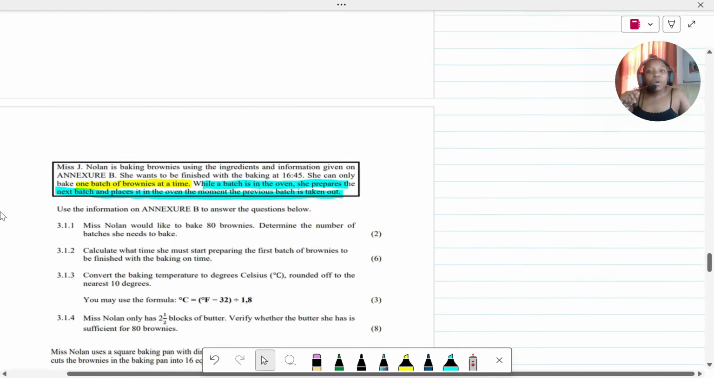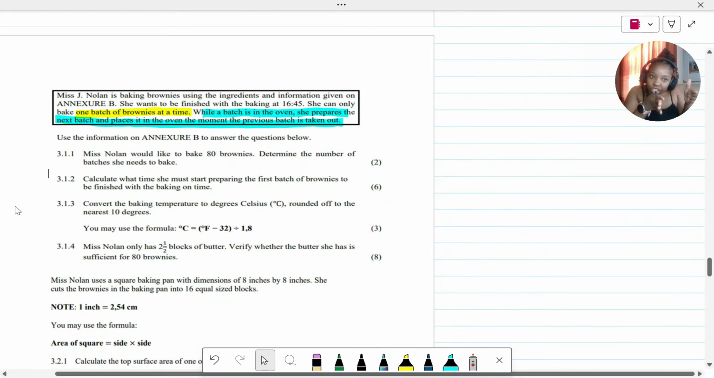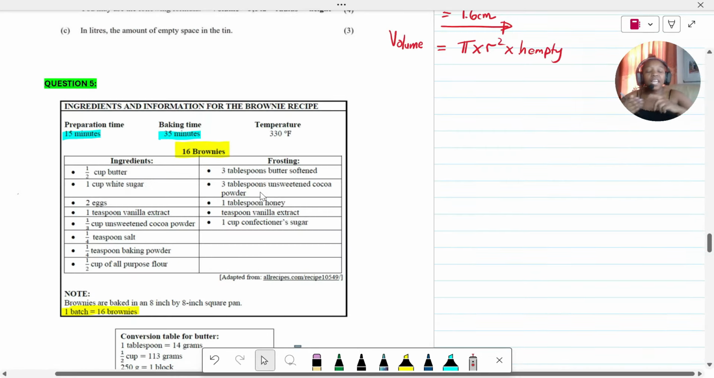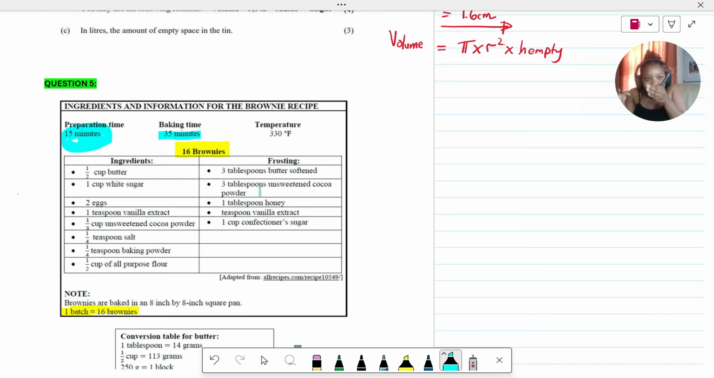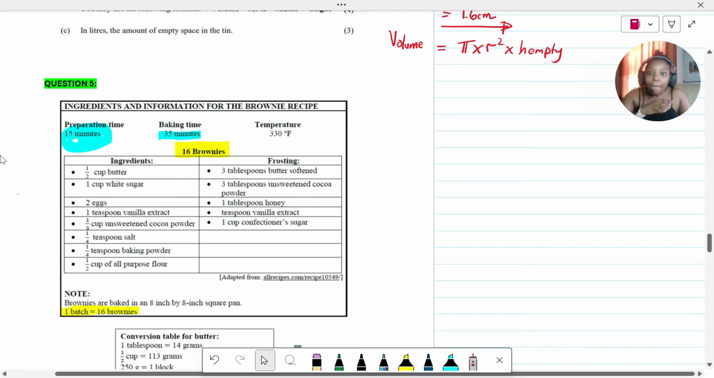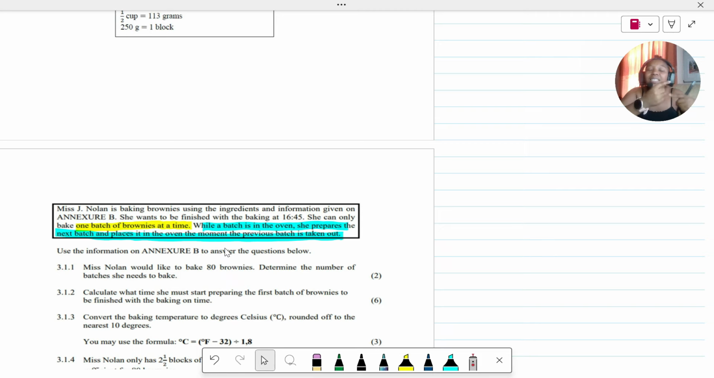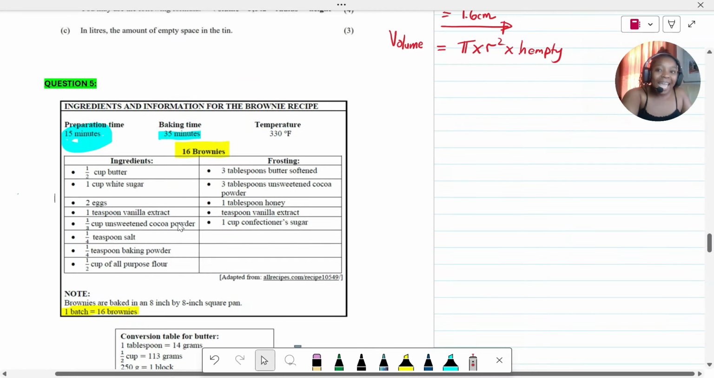Okay. And then what's important that's being told to us is that while the first batch is in the oven, she's preparing the next batch. So if you actually look at it, that means that even if you're making 2 batches, you're only going to use 15 minutes for preparation time. Because when this one is in the oven, you're making that batch. So you're not going to say 15 times 2 to get the preparation time. No, because of this statement that while a batch is in the oven, she makes the next batch. So the fact that she's making the next batch when one batch is in the oven really doesn't add to that preparation time.